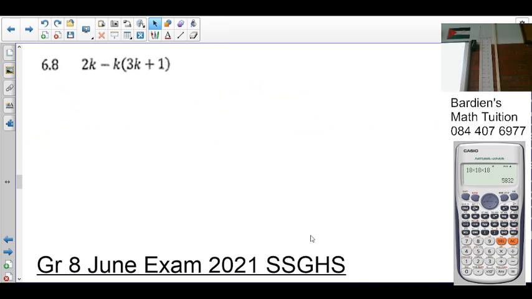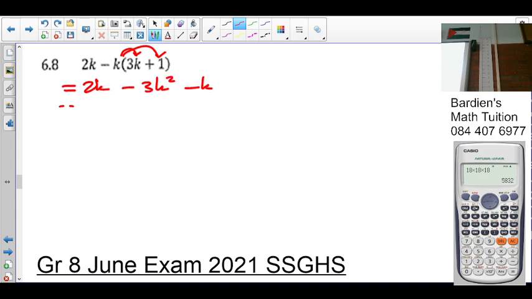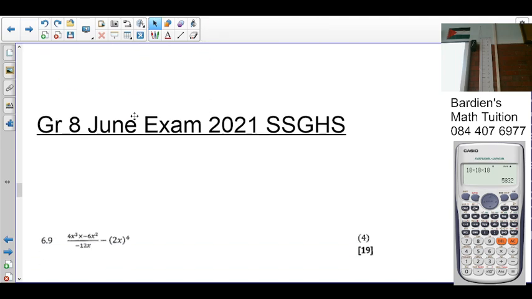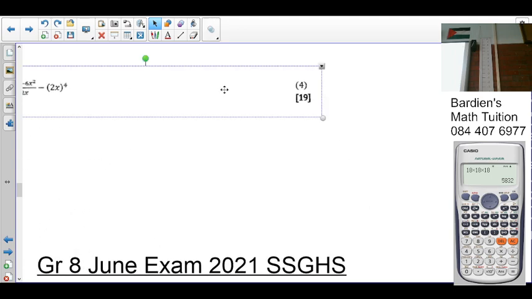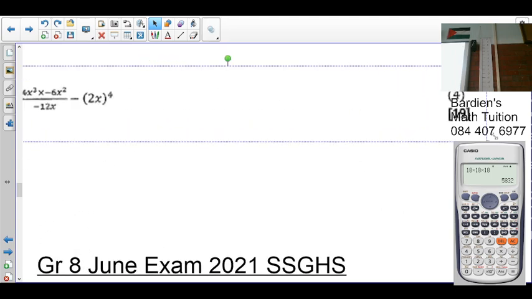People, how many terms are here? 2. Also known as what? Binomial. So before we can say 2k minus k, let's get rid of the brackets. That will be 2k. What's negative k times 3k? Negative 3k squared. Negative k times 1? Negative k. So what do I do now? 2k minus 1k is k, minus 3k squared. Like or unlike? Unlike. I'm moving too fast.